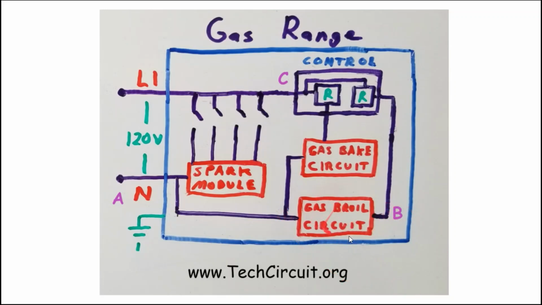Now, there is some resistance in the gas broil circuit, and initially that's going to be the igniter. And once the flame lights, the igniter is taken out of the circuit, and the resistance here is going to be the gas valve coils.